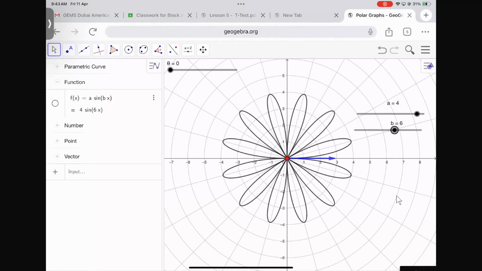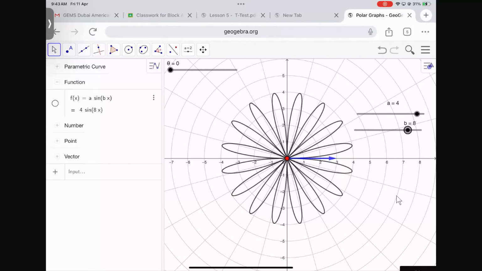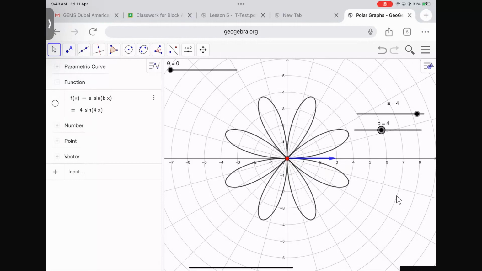Well, let's try at 8. But when it's an odd number, doesn't it stay the same? It's times 2. It's times 2. All right, so when it's even, it's going to be times 2. Let's try the odd ones.